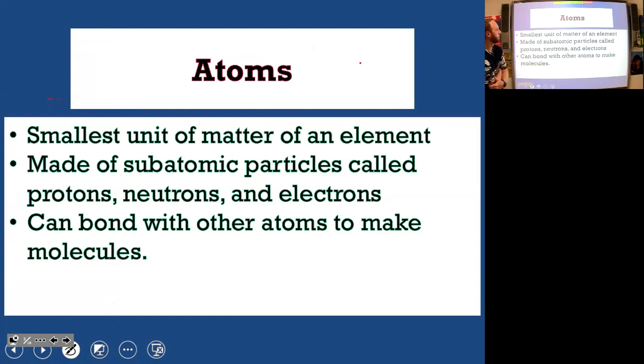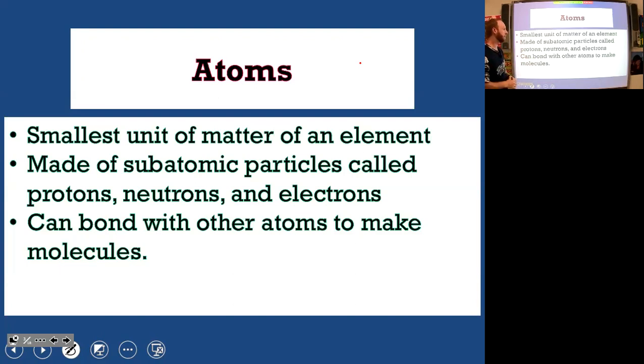So for atoms, we're starting with, what is an atom? An atom is the smallest particle of a unit of matter, basically like an element, that retains the properties of that element. So the smallest piece of gold that you can have is 1 atom. And if you were to take that atom and break it apart, it's no longer gold. So it's the smallest particle of an element that retains the properties of that element.